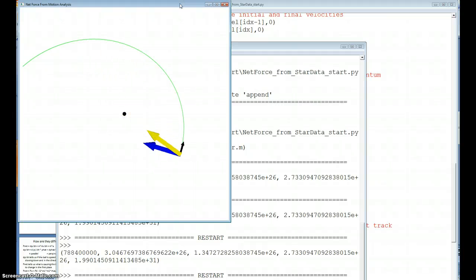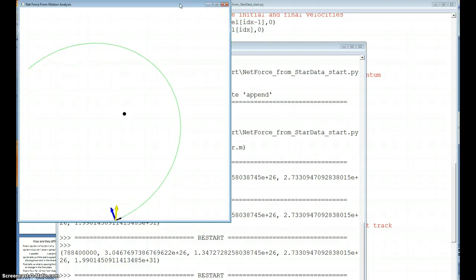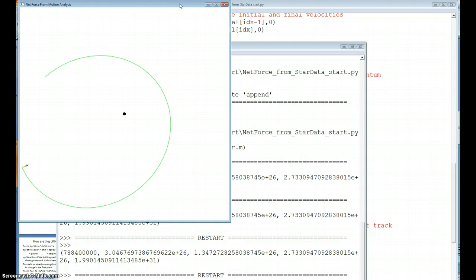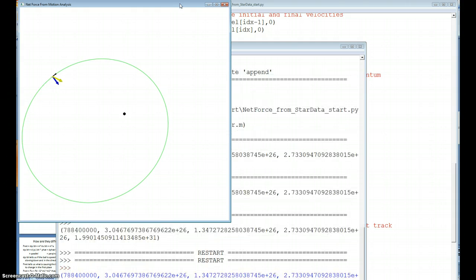First, the black arrow represents the parallel momentum. The blue arrow represents the perpendicular, the direction of the momentum. As we can see, that is pointing towards the center of the kissing circle. And then the yellow arrow is representative of the net force.